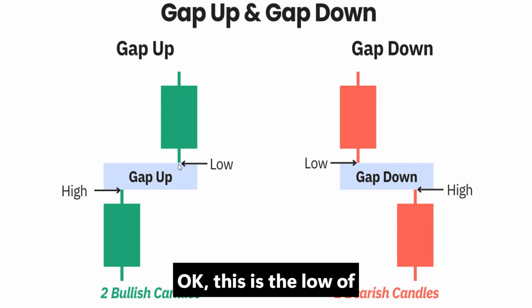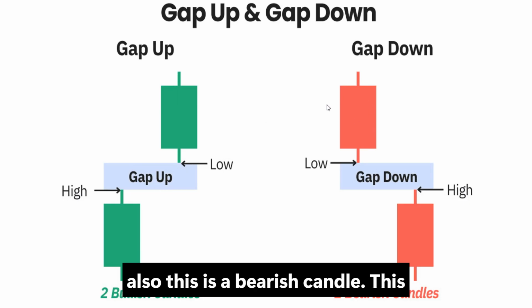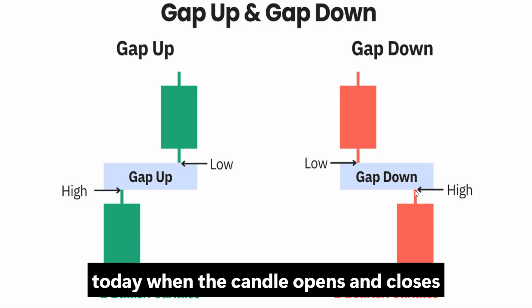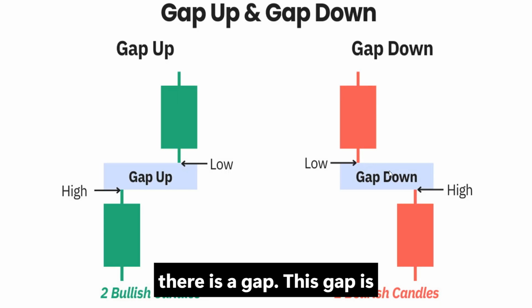Okay, this is the low of next day's candle. So this gap is called gap up. Likewise, in gap down also, this is a bearish candle. This is the low of the candle. Next day, when the candle opens and closes, between the high and the low there is a gap. This gap is called gap down.